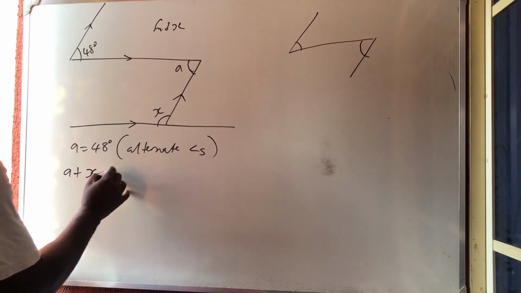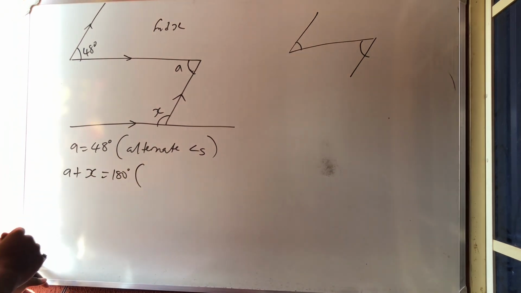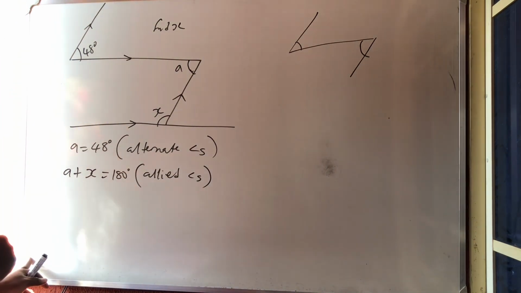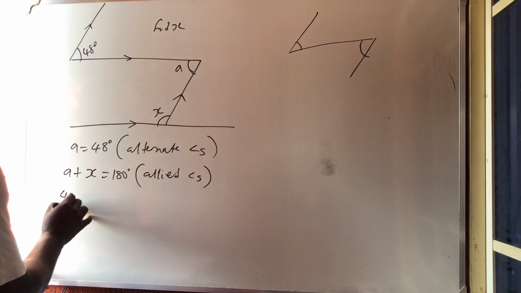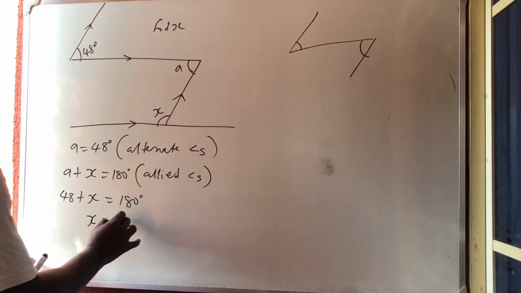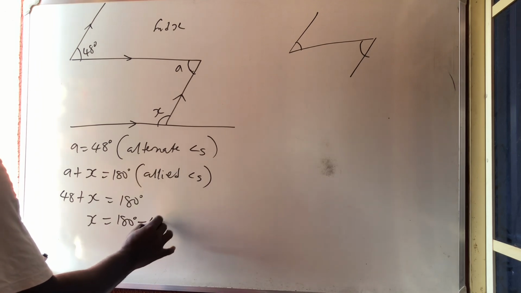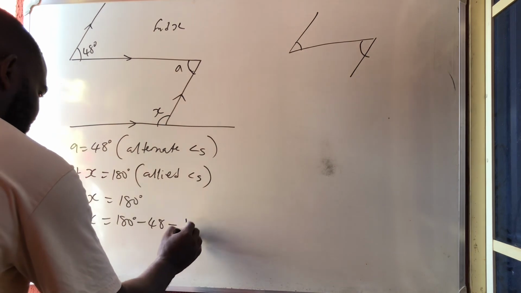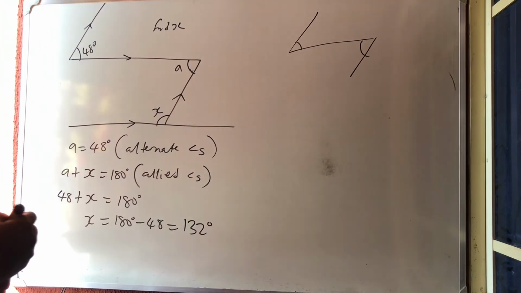So we tell them what? A plus X is equal to 180 degrees. And what is my reason? Allied angles. So therefore, you have that 48 plus X is equal to 180 degrees. So therefore, X is what? 180 degrees minus 48, which is what? 132 degrees. As simple as that.